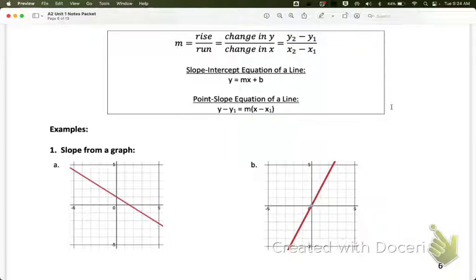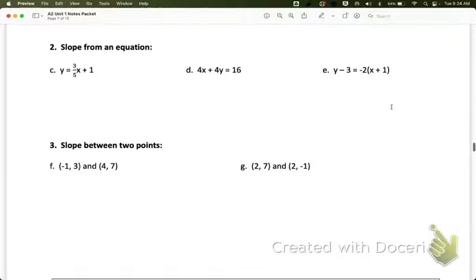All right, moving on. So from an equation, we can determine the slope. But remember, the only two forms of the equation where we have the slope are going to be y equals mx plus b, or the point-slope equation, which is y minus y1 equals m times x minus x1. It's got to be in one of those two forms to find the slope. If I look at C, y equals 3/5 x plus 1, that one's already in slope-intercept form. And so I can see that m is 3/5.